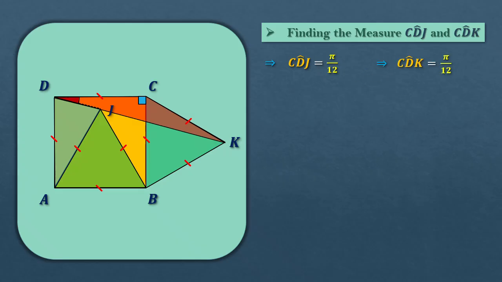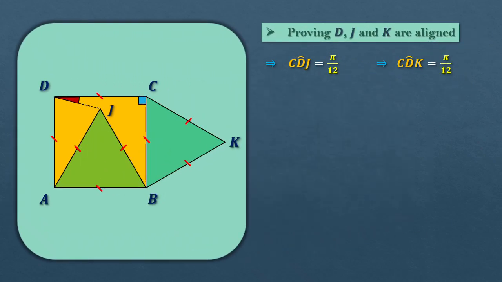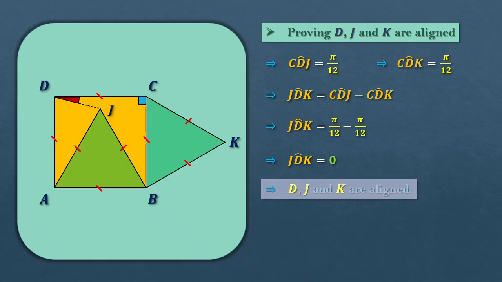Let's now finish by proving that the points D, J, and K are aligned. To do this, we compute the measure of angle JDK and check whether it is equal to 0 radians. The measure of angle JDK is equal to the measure of angle CDJ minus the measure of angle CDK. This gives pi divided by 12 minus pi divided by 12, which is equal to 0. Therefore, the measure of angle JDK is equal to 0 radians, and we deduce that the points D, J, and K are aligned.